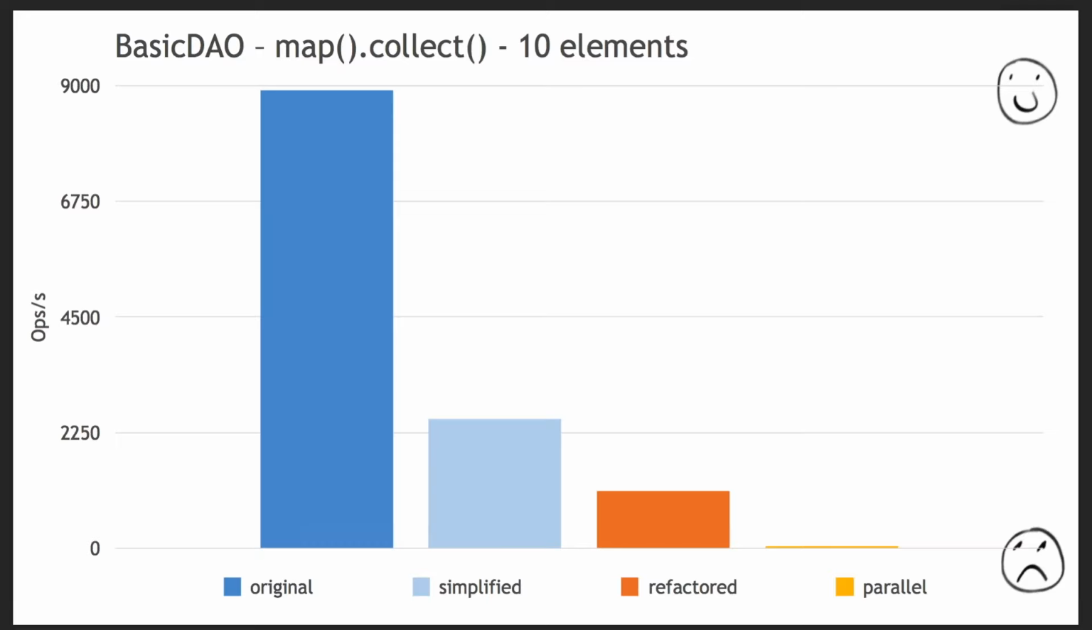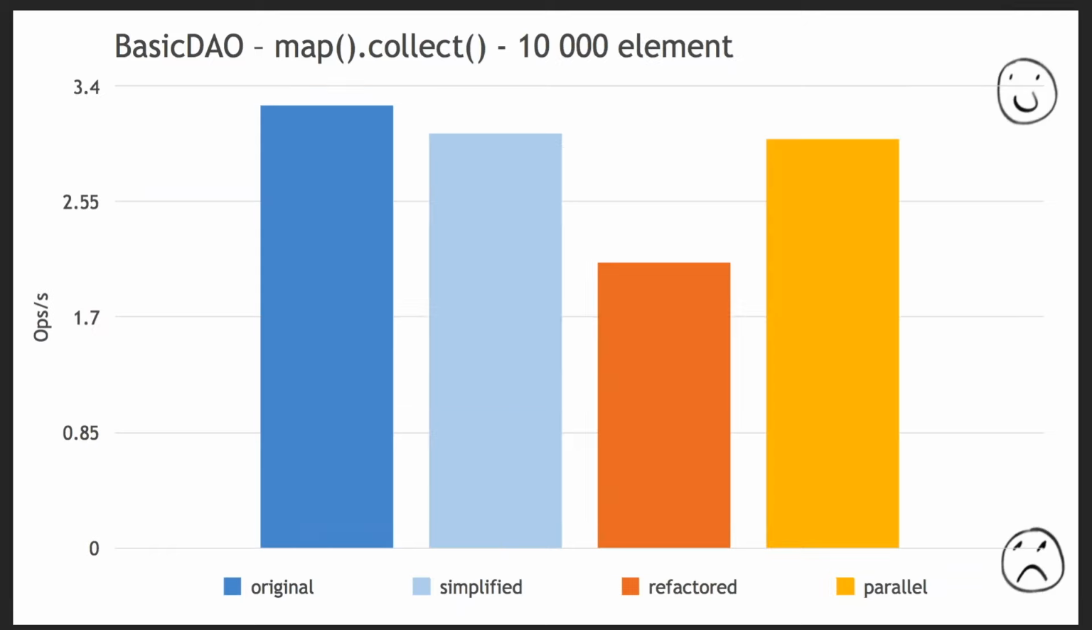And what we find in this particular case, for a list of 10 elements, which isn't very many, is that the original code with the pre-allocation of the array list size is much more performant than any of the other examples. It performs better than the simplified code without the array size. It performs better than the refactored code, and parallel with 10 items, basically, let's not even talk about it. It doesn't even appear on the chart.